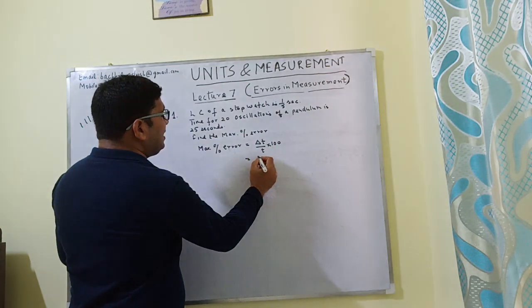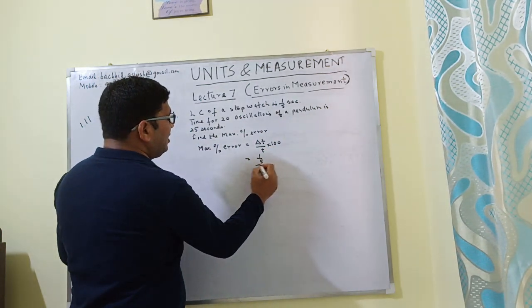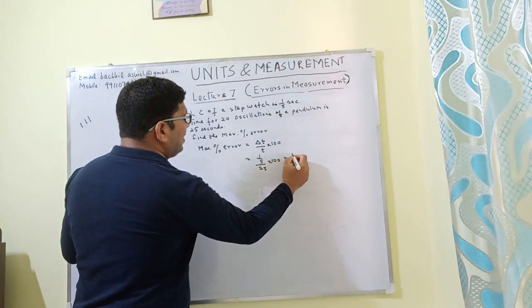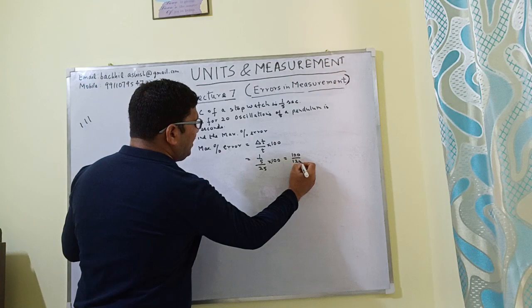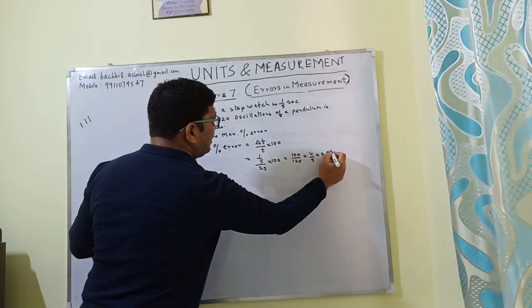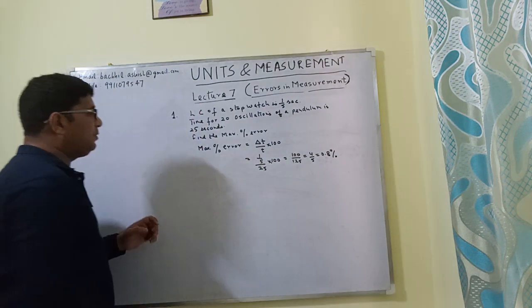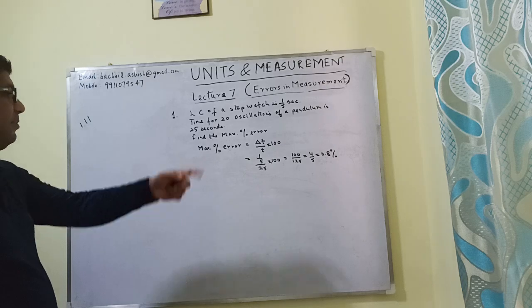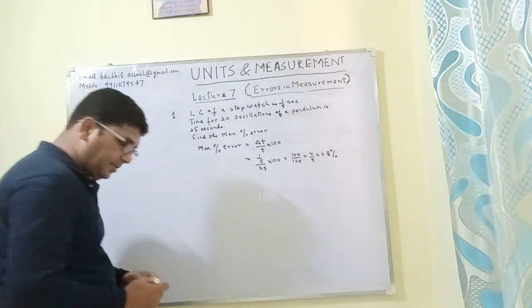So we will put this value as 1/5 divided by 25 into 100, which is equal to 100 by 125, that is equal to 4/5, and that is equal to 0.8%. So the maximum percentage error in this case will be equal to 0.8%.